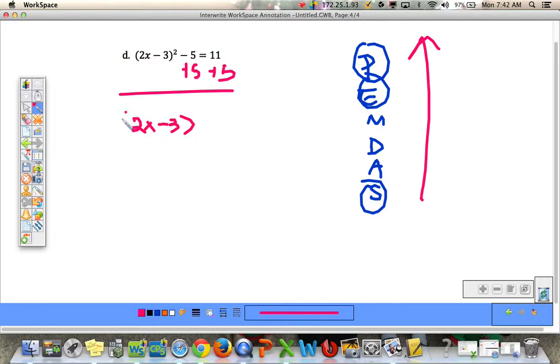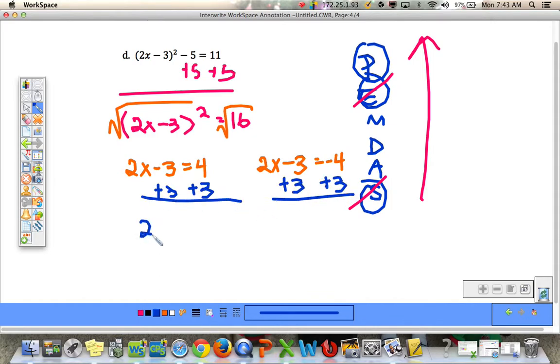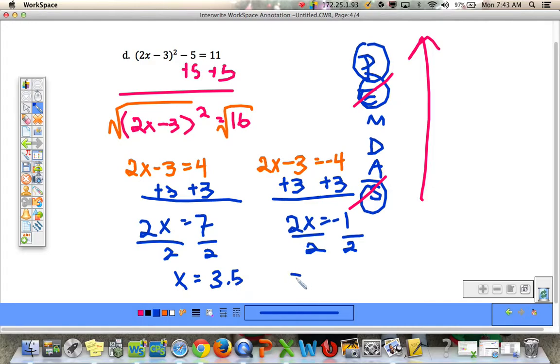2x minus 3 squared equals 16. Next step, get rid of the exponents by taking the square root. 2x minus 3 equals 4, but also 2x minus 3 equals -4, because -4 squared is 16 and 4 squared is 16. Next, we'll add 3 to each side. 2x equals 7, and 2x equals -1. Divide by 2. So x equals 3.5, and x equals -1/2, or -0.5.